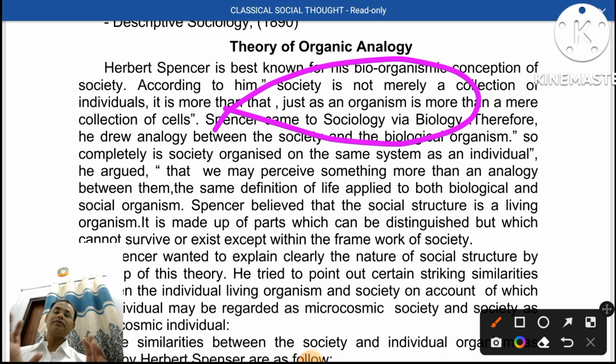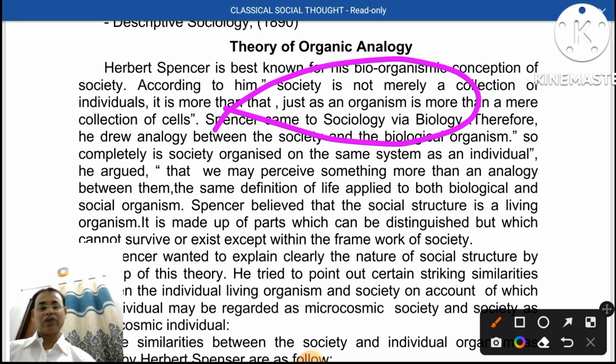So, completely, is society organized on the same system as an individual? He argued that we may perceive something more than an analogy between them. The same definition of life applies to both the biological organism and the social organism.